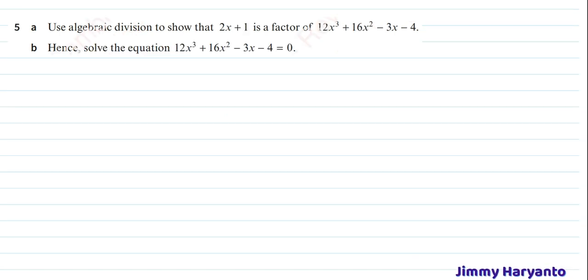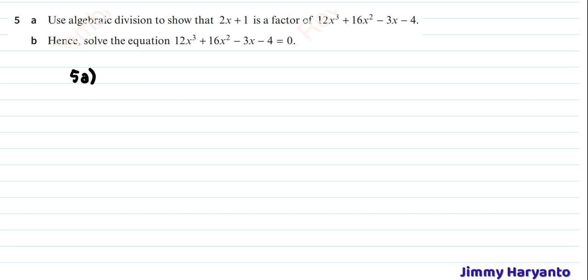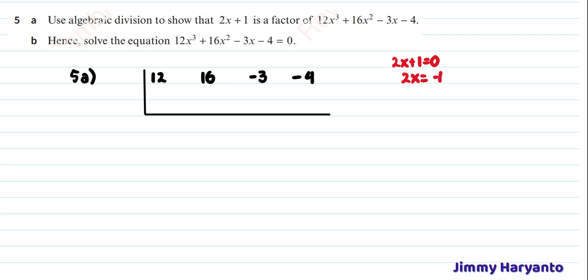Next is 5, we have 5a. We have to show that 2x plus 1 is a factor. So we have 12, 16, negative 3, and negative 4, divided by 2x plus 1. From 2x plus 1, we have to find the x first. So 2x equals negative 1, x equals negative 1 over 2. So negative 1 over 2 will be right there.